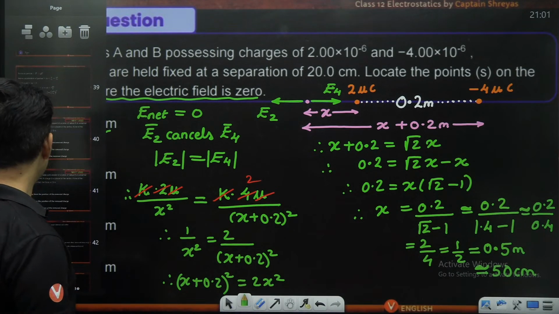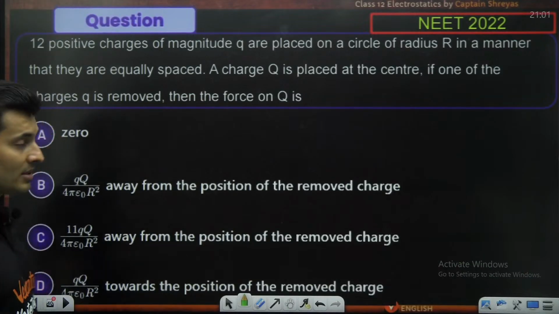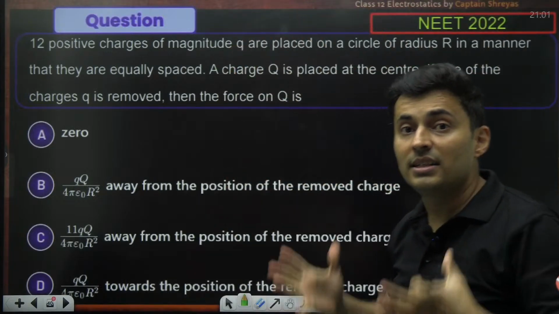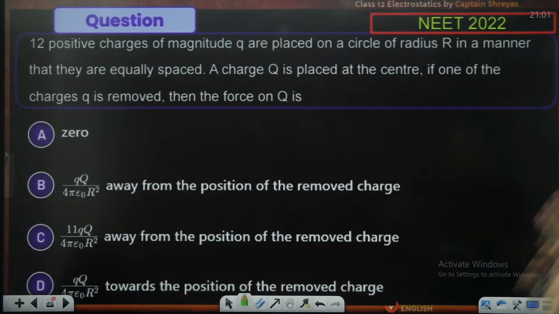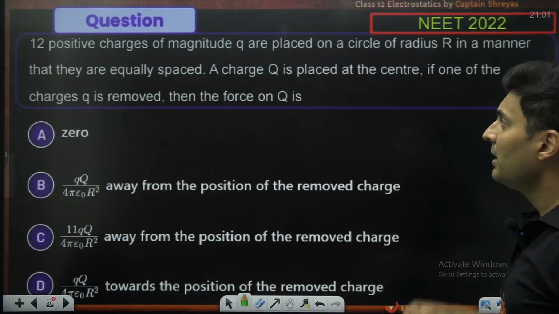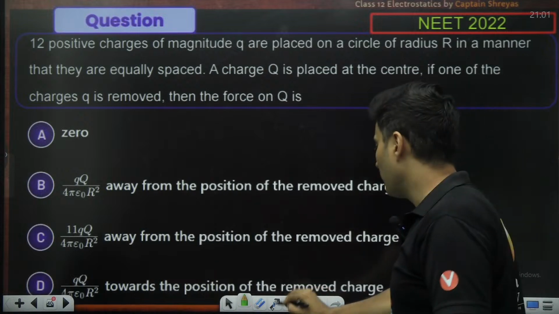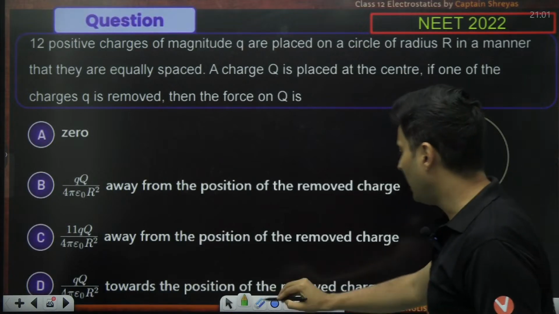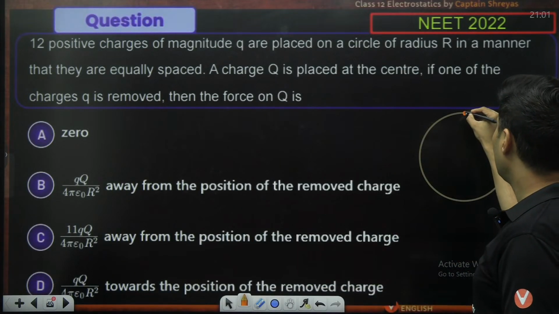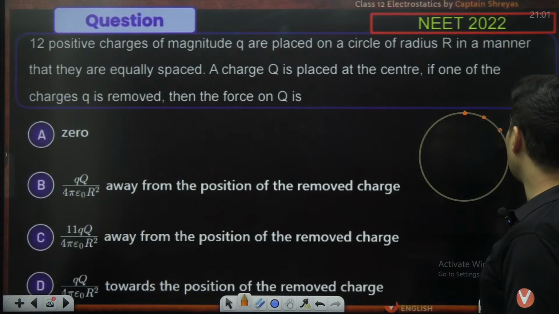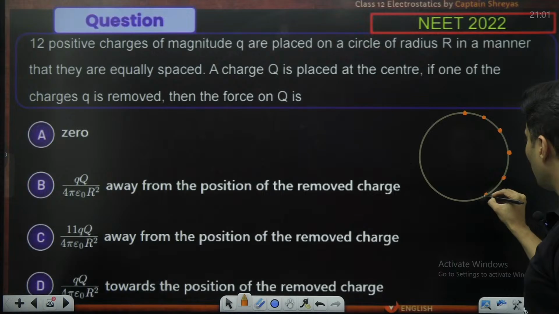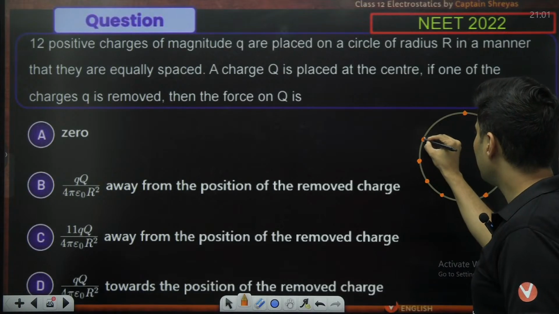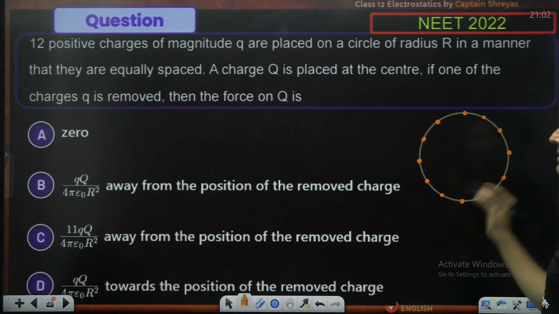Yes, I have a NEET question of 2022. This is a beautiful question. See guys, observe this. There are 12 positive charges, each of the same magnitude, in a circle of radius r in a manner that they are equally spaced. Okay, so let's visualize it because otherwise you will get confused. Just like the hands of a clock, let's draw it. 12 o'clock, 1 o'clock, 2, 3, 4, 5, 6, 7, 8, 9, 10, 11 and 12. So 12 charges are there.